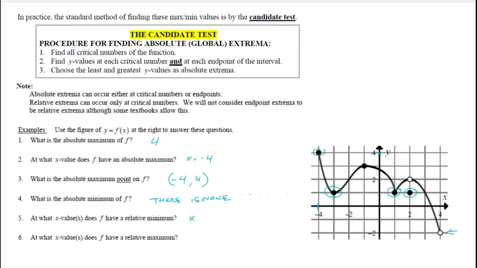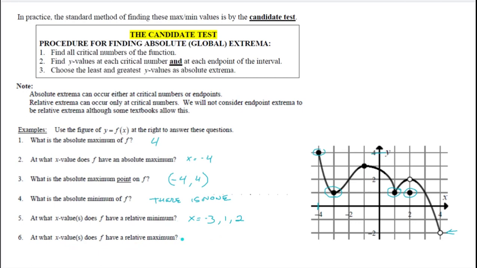So we actually have 3 relative mins. We have one at x equals -3, we have one at x equals 1, and we have another one at x equals 2. And so all of them have the same value, which ends up being the lowest value in that area. Sorry, a relative min. I need to make sure I clarify that.